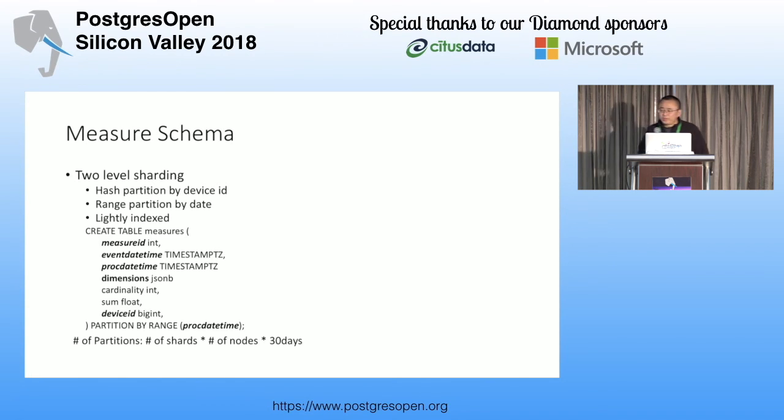Okay, so the question is which exact version of 10 I'm using. In the production cluster, I believe it's 10.4, with Citus 7.4. I have another cluster I didn't talk about here, which is 3 times the size. I'm using, I believe, 10.5 with Citus 7.5.